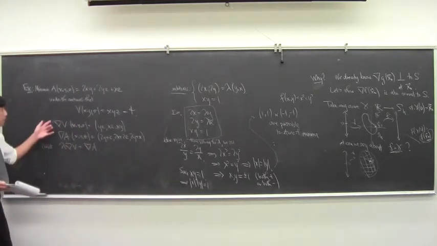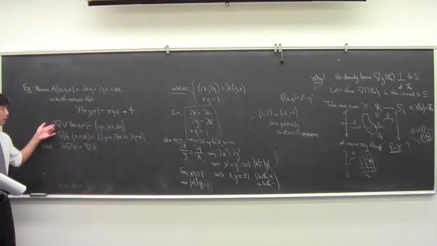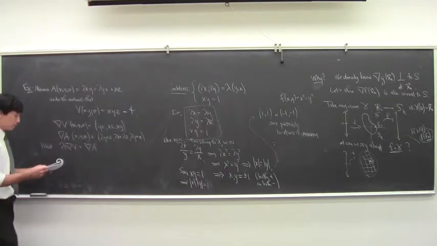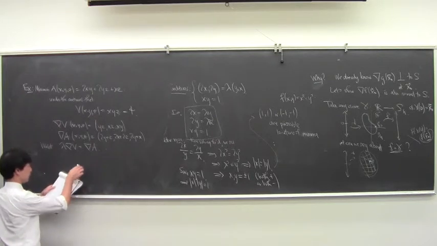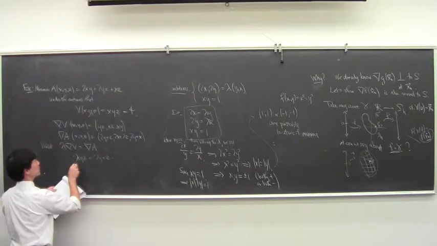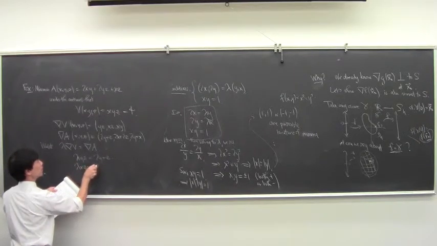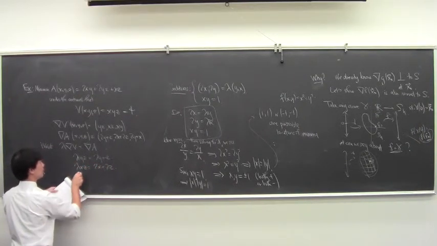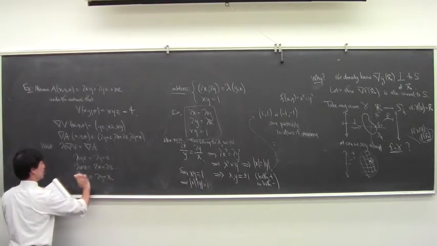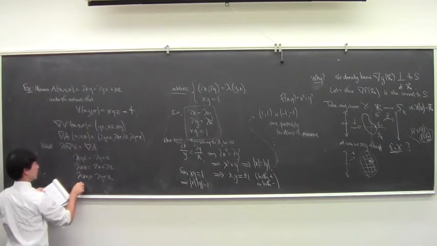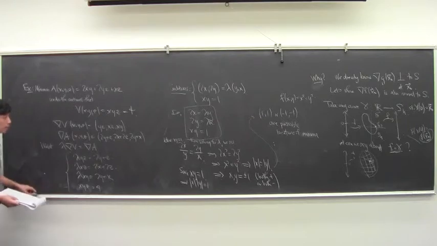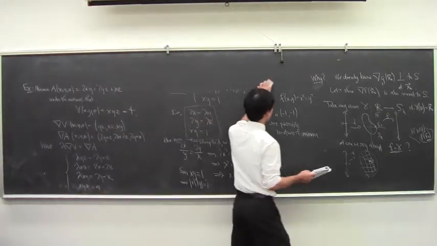Right, so you take the gradients of each guy and you say, I want these guys to be parallel to each other. So that tells me that lambda yz is going to be 2y plus z, lambda xz is going to be 2x plus 2z, lambda xy is 2y plus x, and I also have this last constraint condition that xyz equals 4. Those are all the information we have, and then we work it out from there.